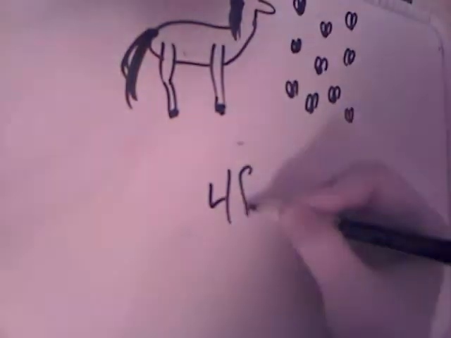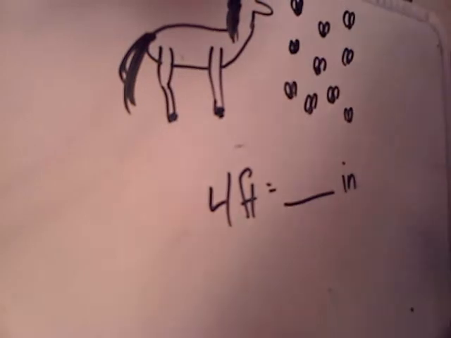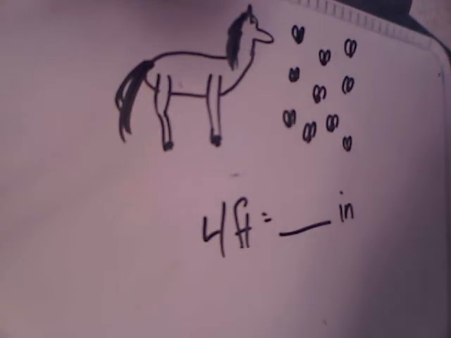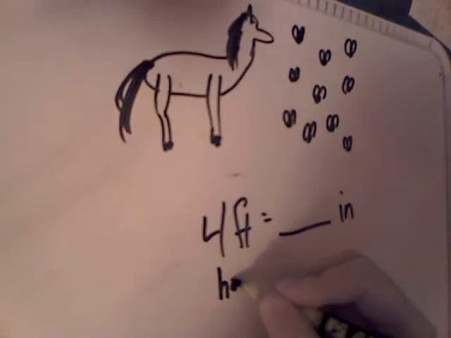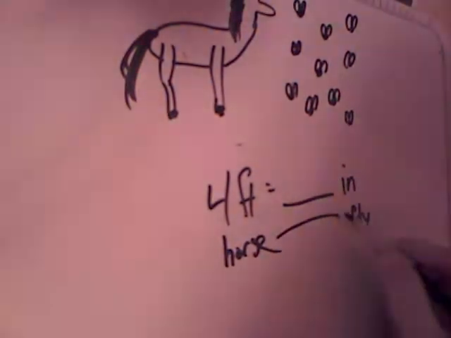Let's take another example. Let's say I'm still looking at feet, and I want to know for 4 feet, how many inches are there? Well, let's take a look. Which one of these would be the horse measurement? Which one of these is the bigger measurement? Feet are bigger than inches, so that's going to be the horse. Inches are going to be the fly. So when I go from horse to fly, I'm going to multiply.